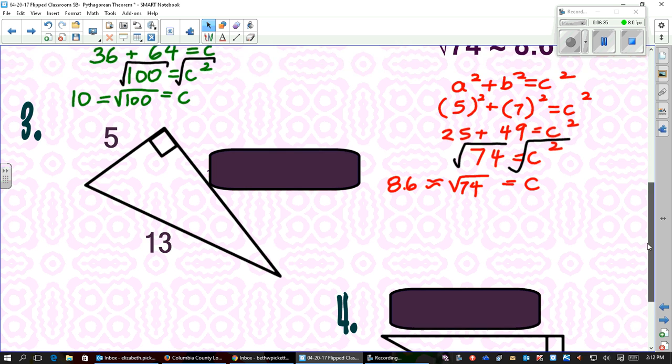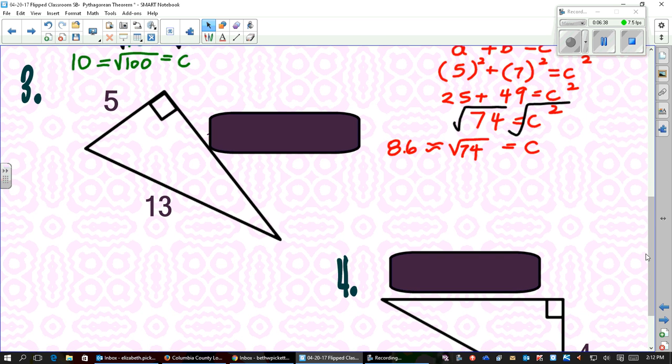Okay, number 3. Now this one's a little bit different. Okay, if we look at the hypotenuse, it's actually something I already know. C is 13. Now if one of the legs is the unknown, I tend to make that A. You don't have to, but it kind of helps out with the equation solving. Okay, all right, so I've got my A, my B, and my C.